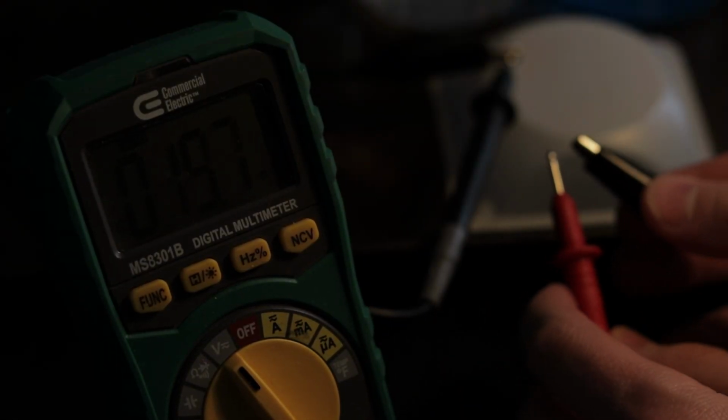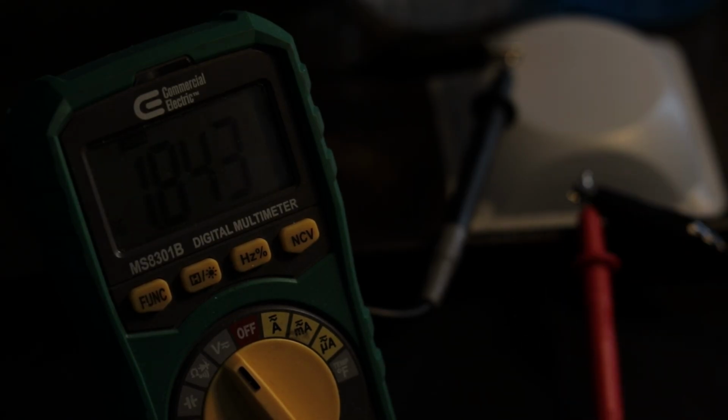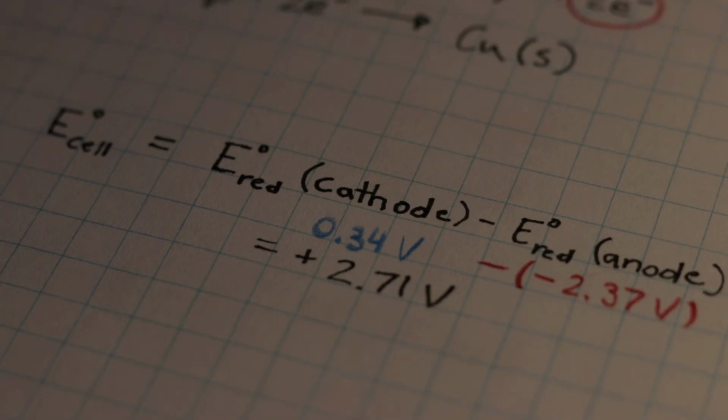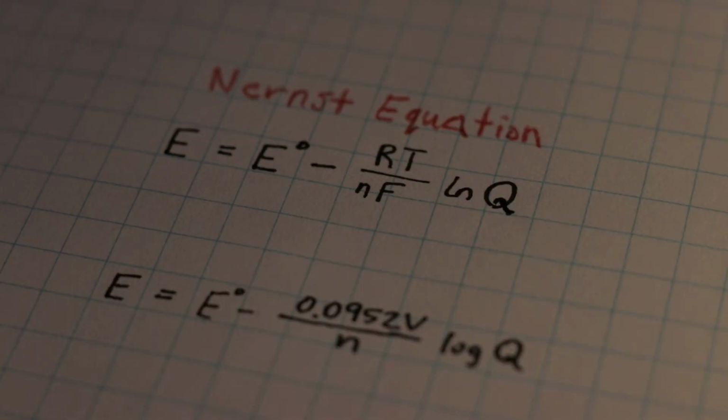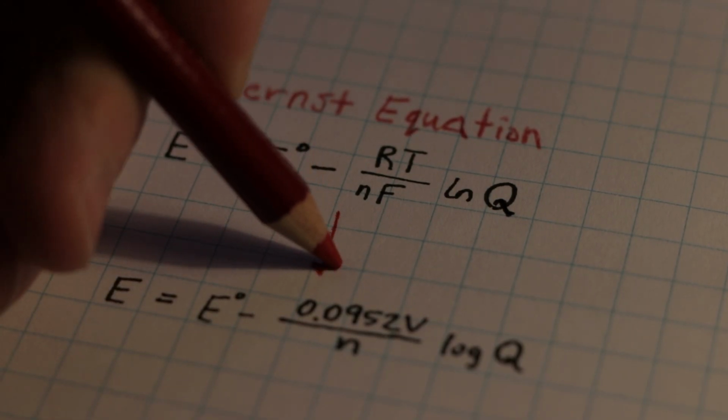In reality, we get a much lower voltage. This is due to a number of factors: inefficiencies in the cell design, resistance in the wires, a non-standard environment. So instead, we use the Nernst equation. The Nernst equation is used to determine the cell potential for varying concentrations and temperatures, although a simplified form is often used.